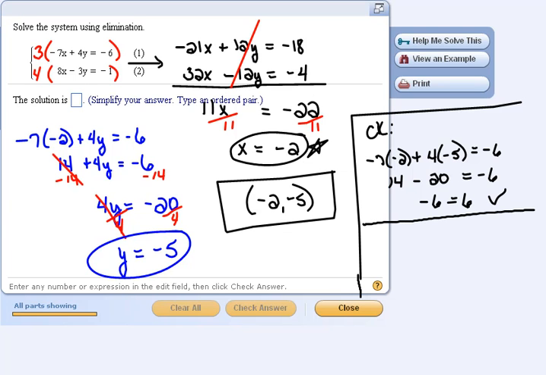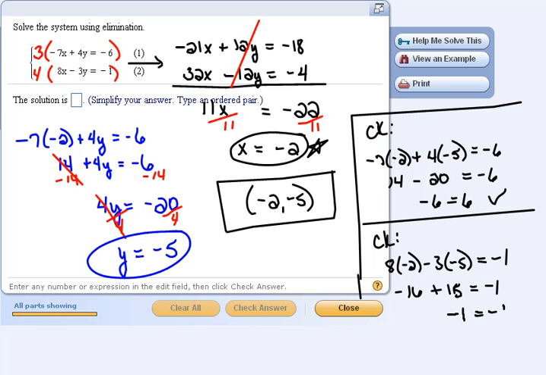For our second equation check, we would again do the same thing, plugging in place of x the negative 2. So 8 times negative 2 minus 3 times negative 5 instead of y equals negative 1. So this would be negative 16 plus 15 would equal negative 1. Negative 16 plus 15 is in fact negative 1. So it checks in the second equation also. So that tells us that our answer truly is the point negative 2, negative 5.